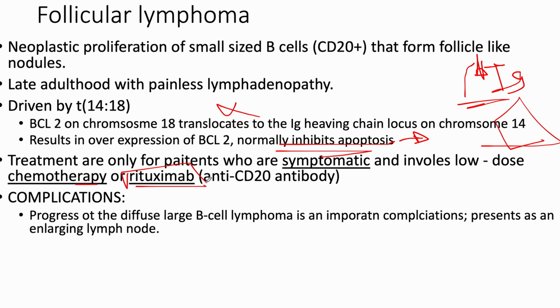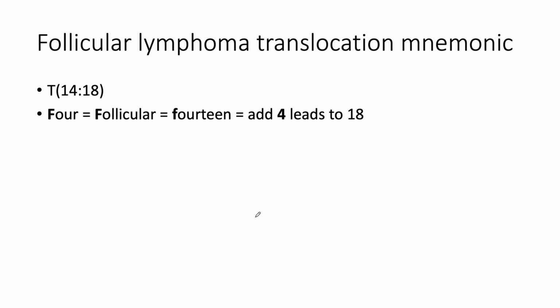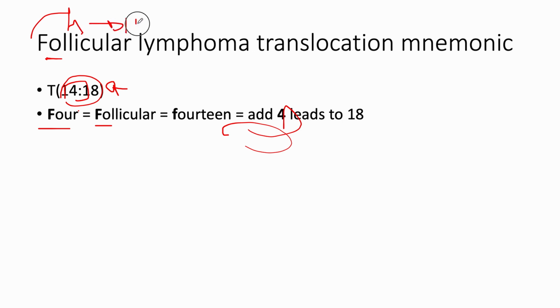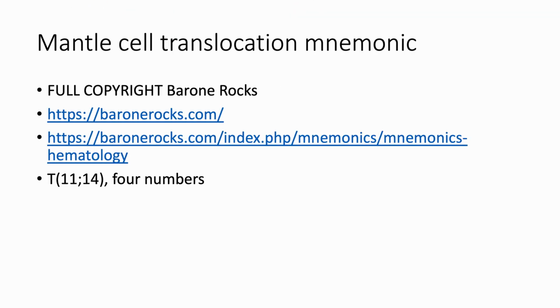Please stick it in our minds because they are anti-CD20 antibodies. Complications include diffuse large B-cell lymphoma. Mnemonic. Let's talk about this. The translocation is between 4 and 14. So the 14 should help you remember follicular, and then because there's 14, add 4 to 14 equals 18. So from follicular, remember 4, then from 4, remember 14, and then add 4 to 14. That will give you 18. That will help you remember these two chromosomes in the translocation, 14 and 18.